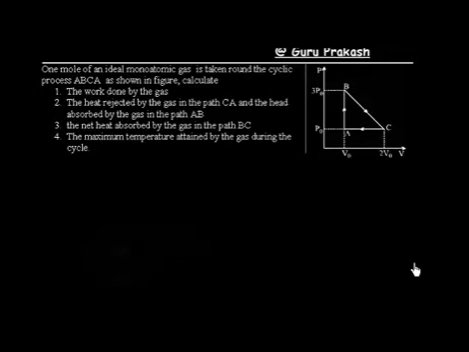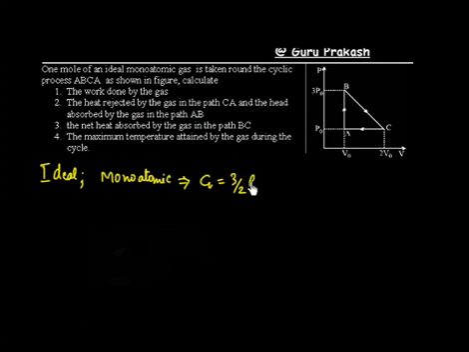So this question says 1 mole of an ideal monoatomic gas. Again the gas is ideal, so we can always write PV = nRT. The gas is also monoatomic, that is given to you, so CV is 3/2 R.